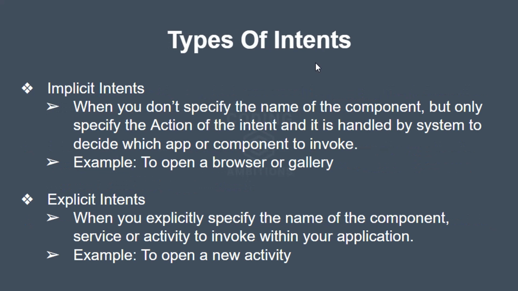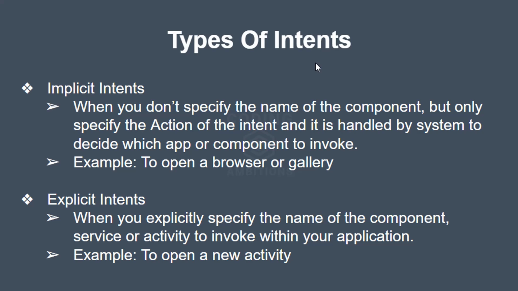Types of intent: implicit intents and explicit intents. When you don't specify the name of the component but only specify the action of the intent, it is the duty of the system to decide which app or component to invoke. Here we are not specifying any name of the component. Those intents are implicit intents. Say if we want to open a browser or gallery, in both cases we will not specify whether we want to open the gallery or the browser. We just specify the action of the intent, and the system implicitly decides the type of component which it wants to invoke.